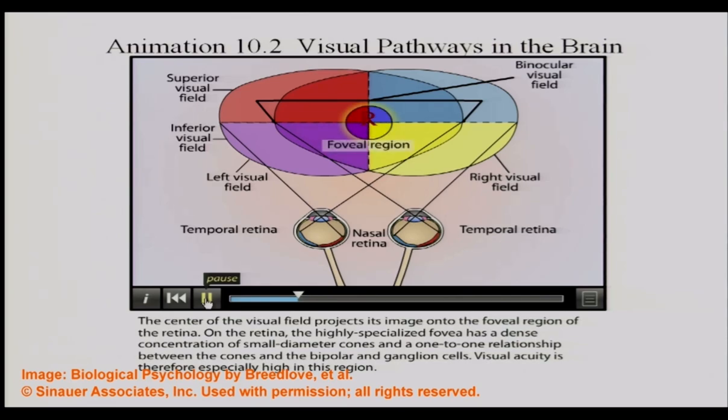On the retina, the highly specialized fovea has a dense concentration of small diameter cones and a one-to-one relationship between the cones and the bipolar and ganglion cells. Visual acuity is therefore especially high in this region.